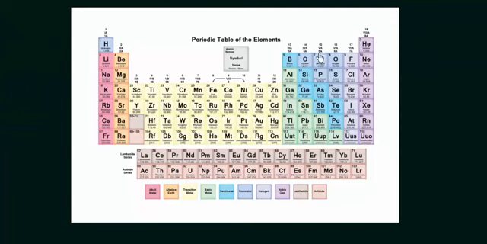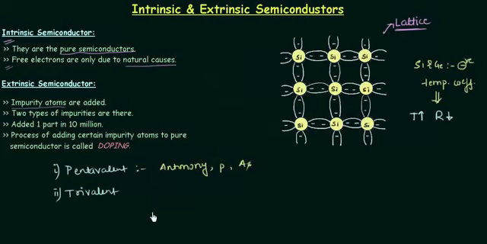In the same way, if we talk about the trivalent impurities, then they are the elements of the third group. They will have 3 electrons in the outermost orbit. It is very simple. So let me write down some of the elements from the third group. We have boron, gallium, aluminium of course, and indium. So these are the 2 types of impurities that we have: the pentavalent impurity, the fifth group elements, and the trivalent impurity, the third group elements.